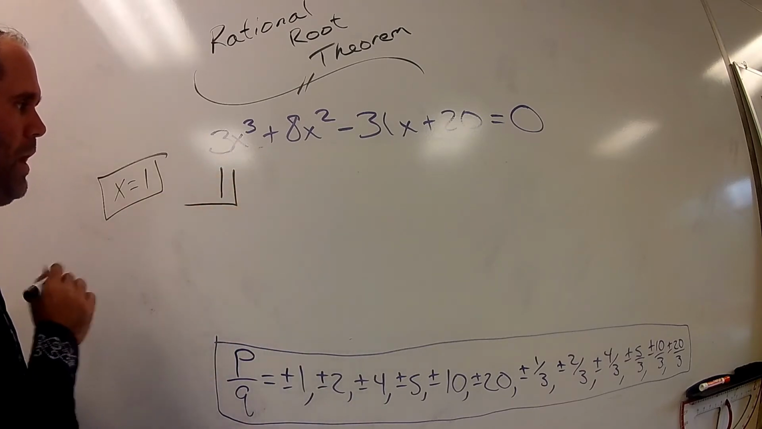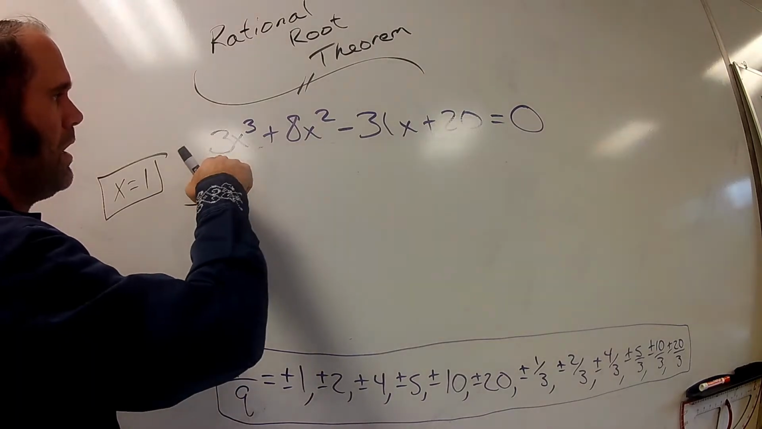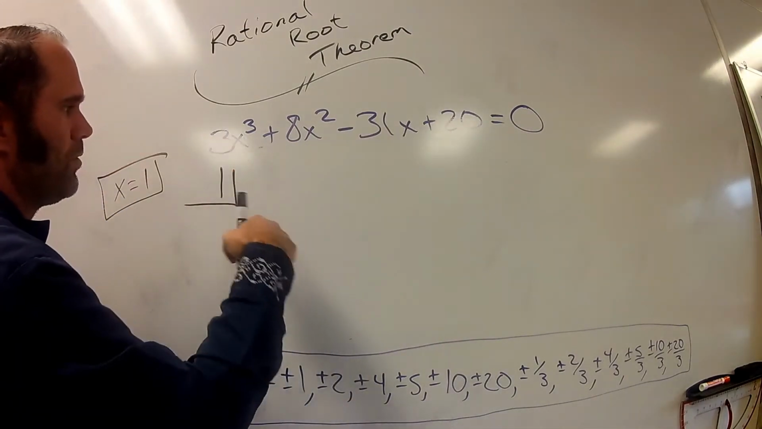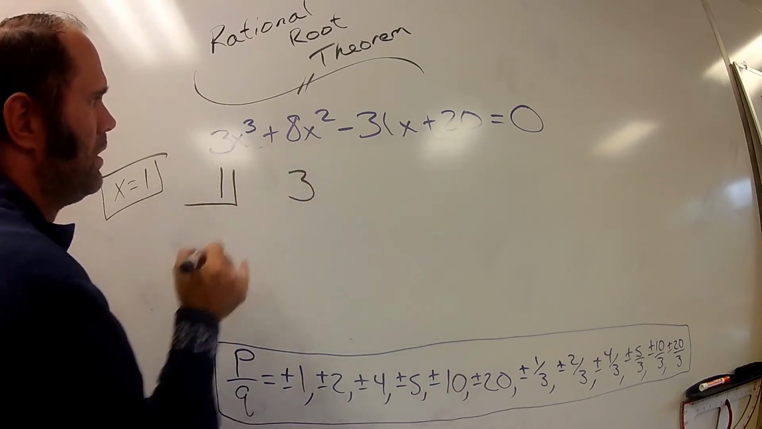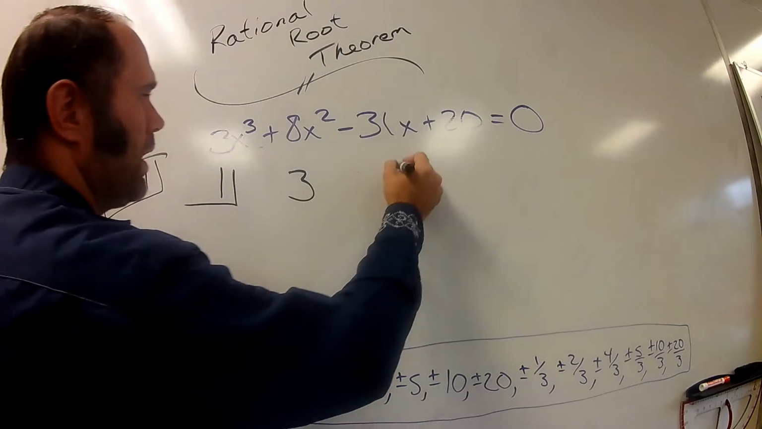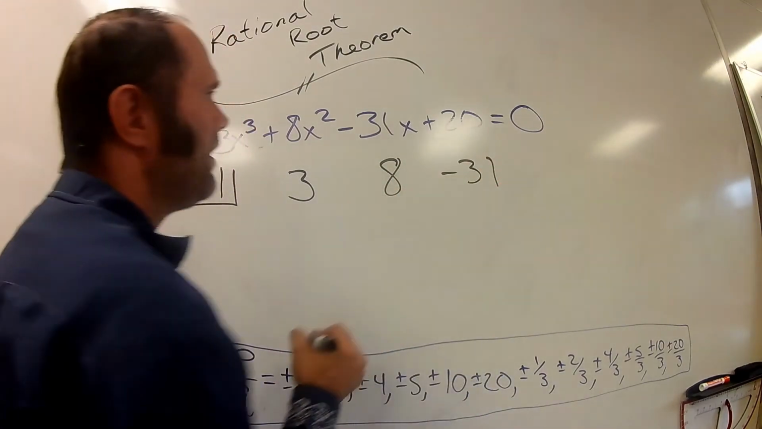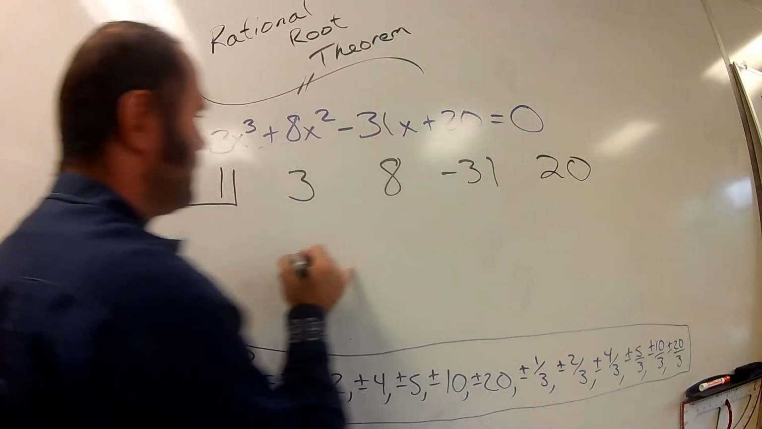So we've got our 1 in the upper left corner, and then we've got our numbers, but not the x's. We're not going to write the x's down, just the number in front of x cubed, then the number in front of x squared, then the number in front of x, and then the number that doesn't have an x involved with it, which is 20. Okay?